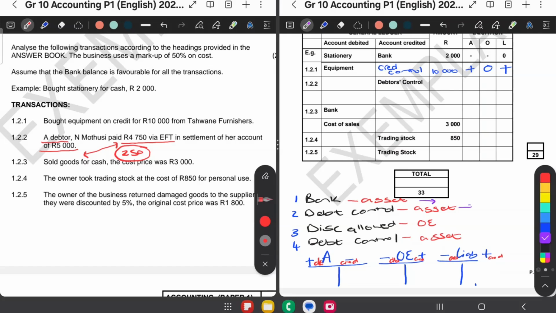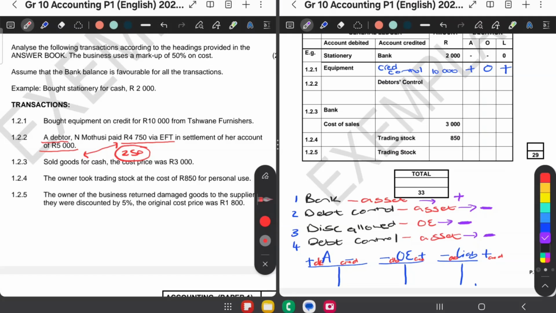Okay, let's go. Make little arrows, plus or minus. Let's look at the bank. If a debtor pays me cash, I have more money in my account. Plus. If a debtor pays me, we're looking at debtors control: the debtor owes me less. Discount allowed is an expense, and an expense decreases owner's equity. So decrease. And debtors control, with regards to discount allowed, because they go together: if I allow a discount to my debtor, the debtor owes me less.